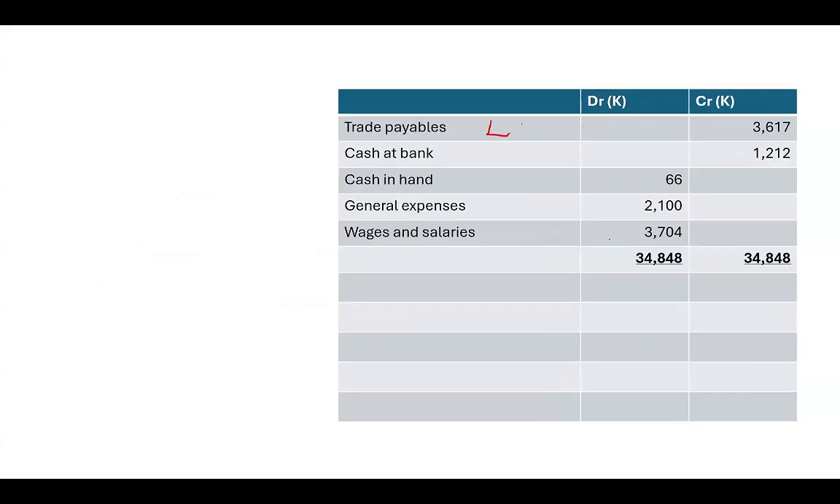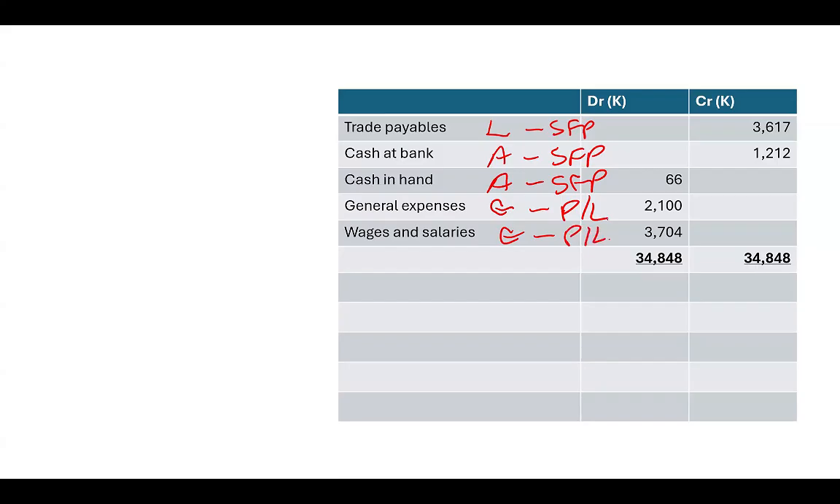Trade payables is a liability. It will go to the statement of financial position. Cash at bank is an asset. It will go to the statement of financial position. Cash in hand is an asset. It will go to the statement of financial position. This one is an expense. It will go to the profit or loss. This is also an expense. It will go to the profit or loss.